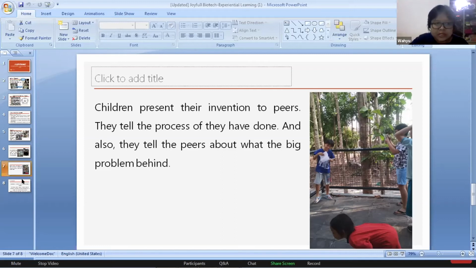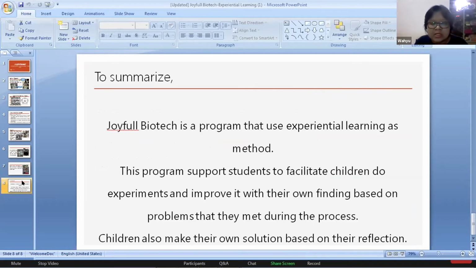So my conclusion: this program uses the experiential learning method, supporting the students to facilitate the children to experiment and improve it with their own findings based on the problems that they have met during the process. Children also make their own solutions really based on their reflection. That's all that I can share.